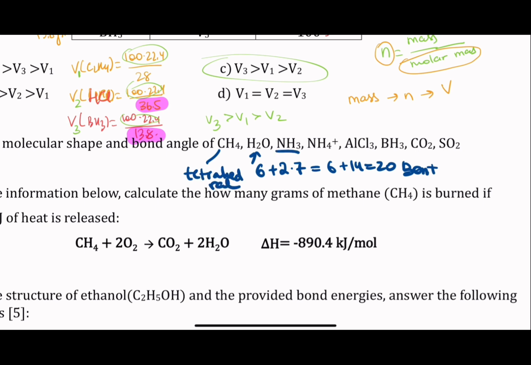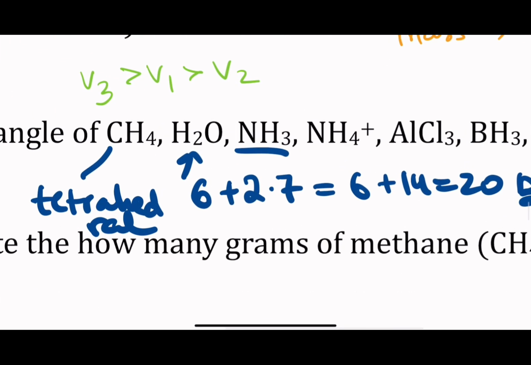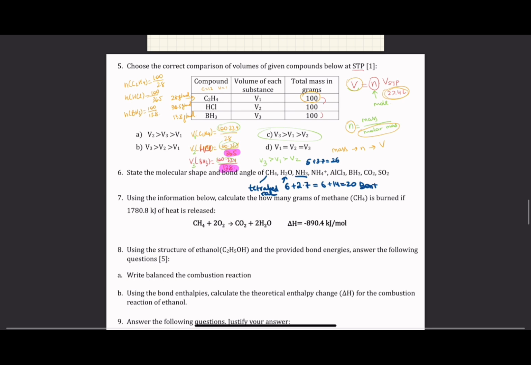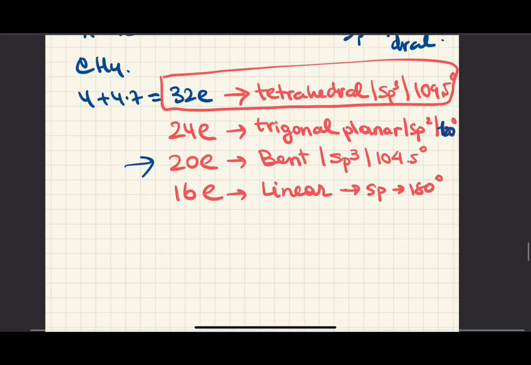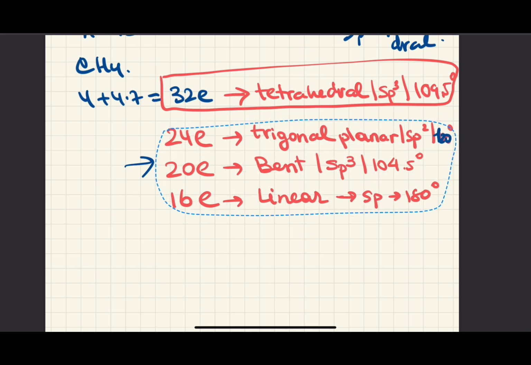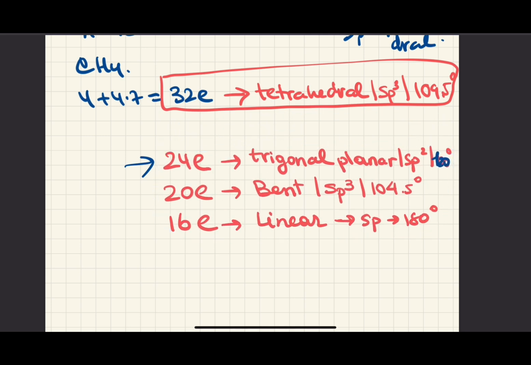Now NH3, nitrogen, if you look for the group number, it is 5, so it will be 5 plus 3 times 7, which is 26 electrons. Now I forgot to tell you about the one with 26 electrons. Let me do that too. So the one with 26 electrons would be called trigonal pyramidal.